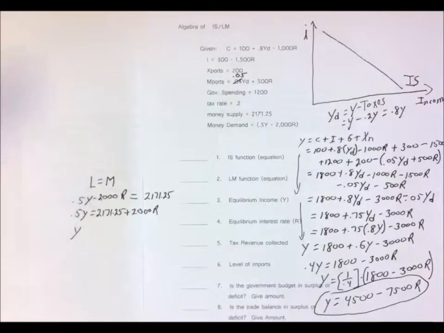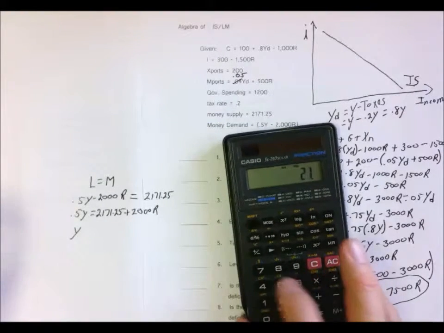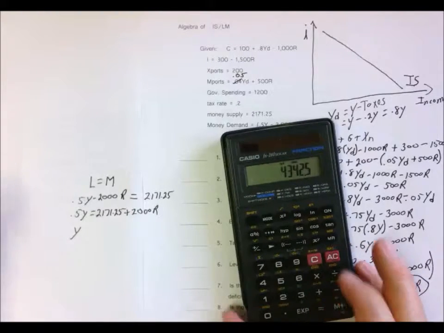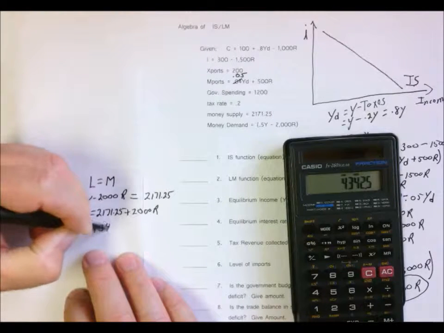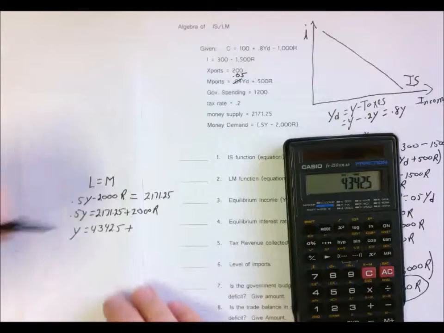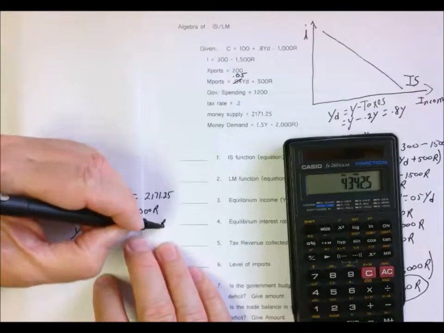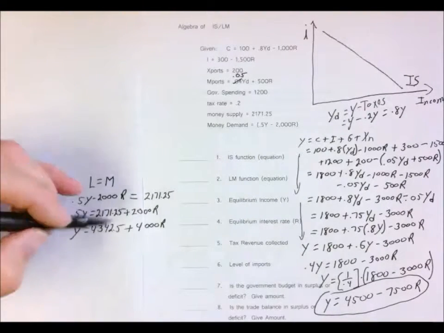I get Y is equal to 2171.25 divided by 0.5. I get 4342.5 plus 2000 divided by 0.5 is 4000 R. Okay, so that's my LM curve.